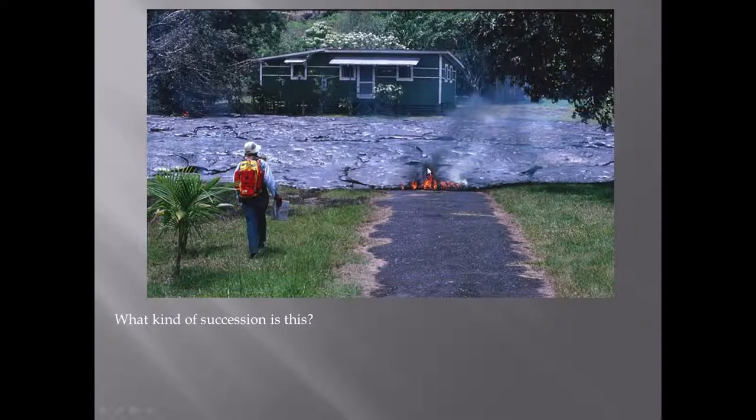One more example. I showed this in class, but I figured we'd show it here. This is an example of primary succession because the lava is covering up the soil. So whatever's going to happen at the end of this, essentially, the plants are going to have to grow through this without the help of the soil, the dirt here on the ground.